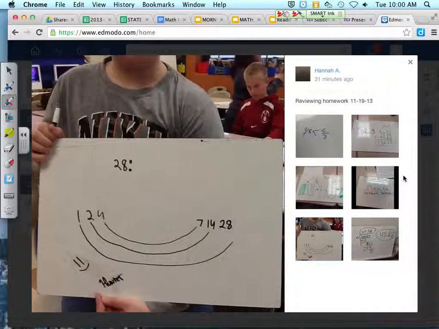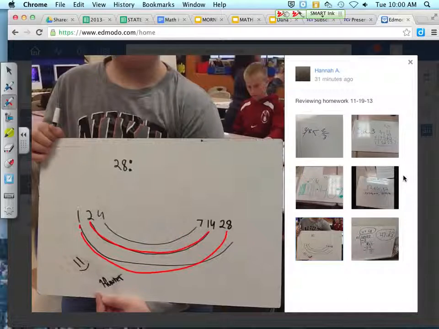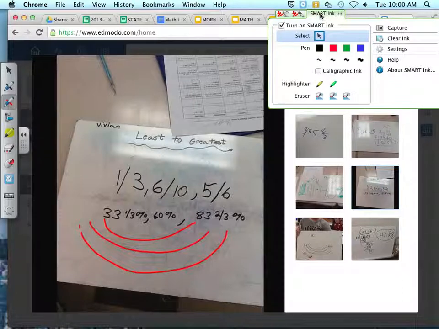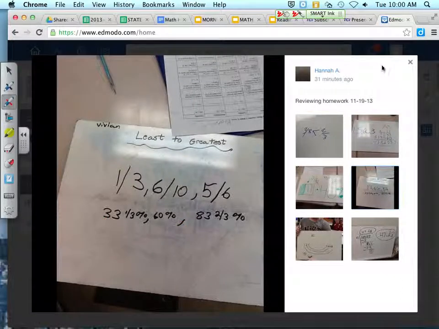We're looking at the factors of 28, and when we look at the factors of 28, we know that 1 times 28 equals 28. We know that 2 times 14 equals 28, and we know that 4 times 7 equals 28. Okay, good job. I guess I should have said good job to everyone, because you guys have been doing a really good job.